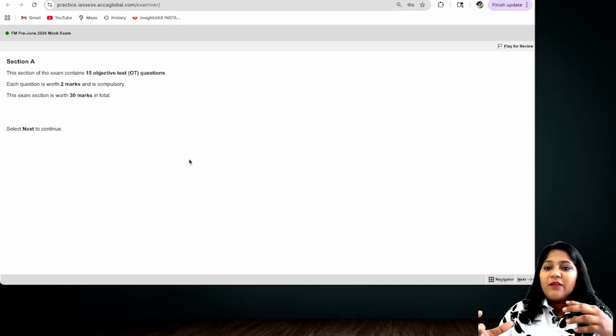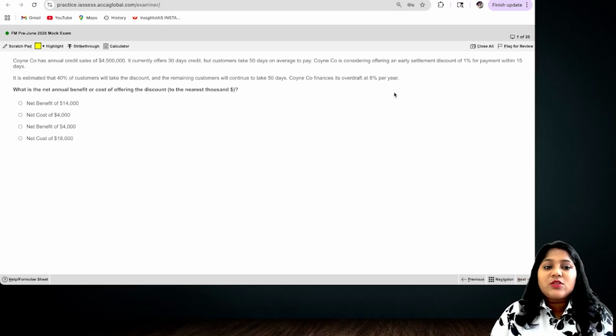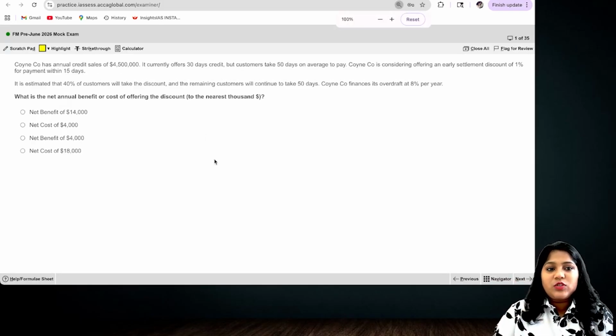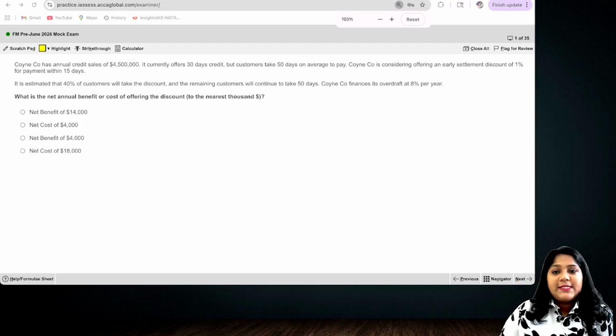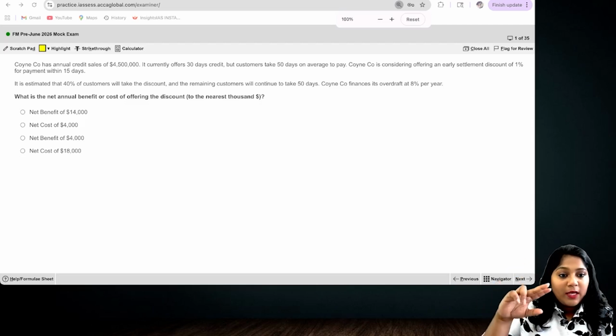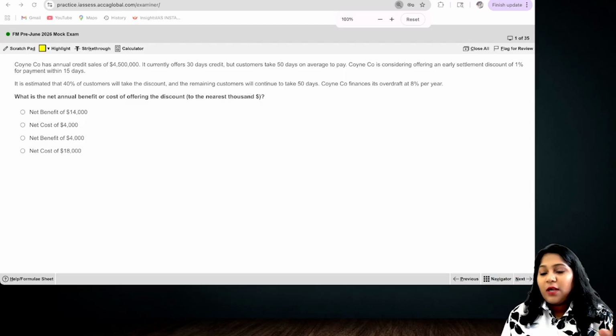In section A, we have 15 objective type questions, that is OT questions, and each question carries 2 marks, and all of the questions are compulsory, which is worth 30 marks. Okay. So let's start with the very first question, guys. The first question is from the working capital management topic. So what is it saying? We always need to read the requirement before going ahead and reading the information. So what is the requirement here? What is the net annual benefit or cost of offering the discount, to the nearest 1,000?